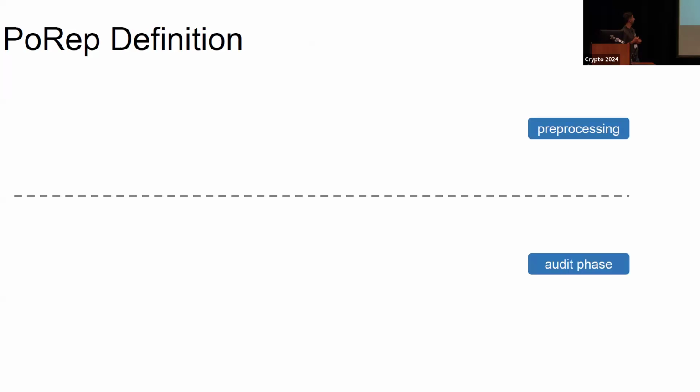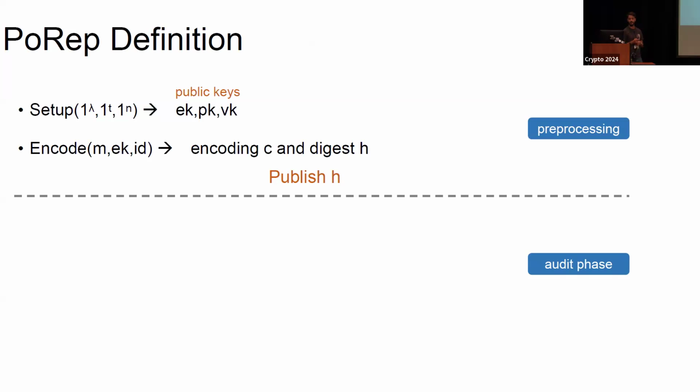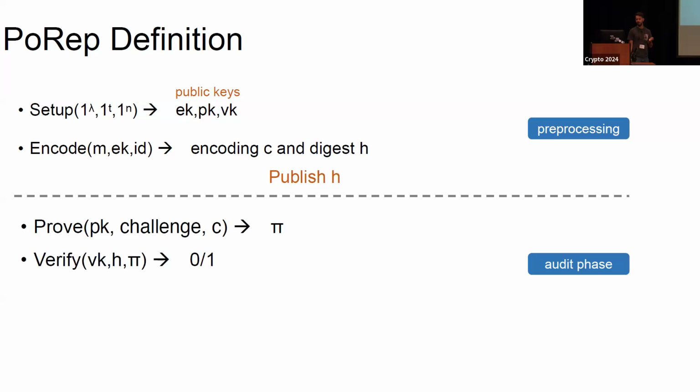So we have some algorithms when we talk about proof of replication, and they are divided according to the preprocessing, so the encoding, and the audit phase. We have a setup that generates some keys, so an encoding key, a proving key, and a verification key, they're all public. And then you have an encoding algorithm that takes the data and some identifier and produces the random encoding and a digest. And then later in the audit phase, you can check that you're storing the random encoding by simply sending a challenge, and then the prover is going to run a proof algorithm that takes in input the encoding to produce a proof. And then you can verify the proof, of course, and you can also decode the encoding when you need to retrieve the data.